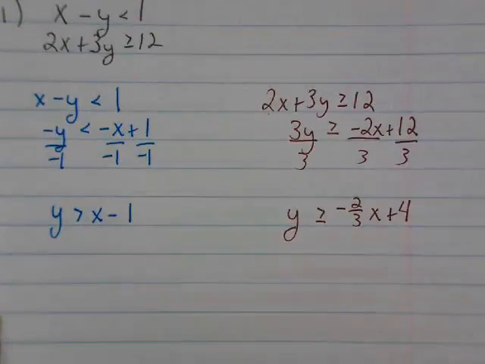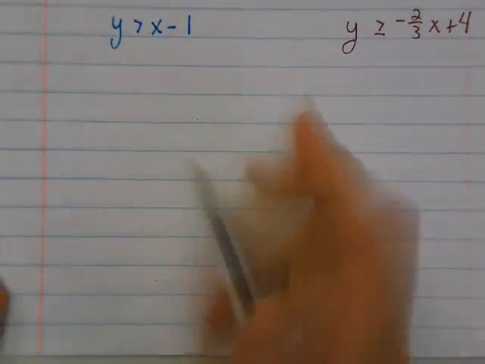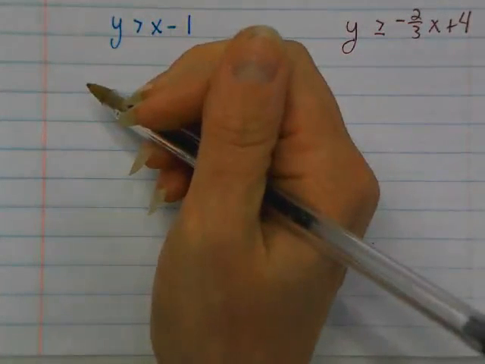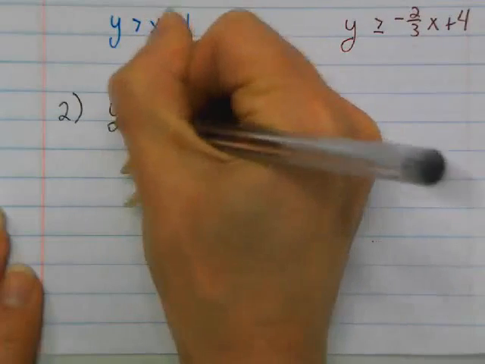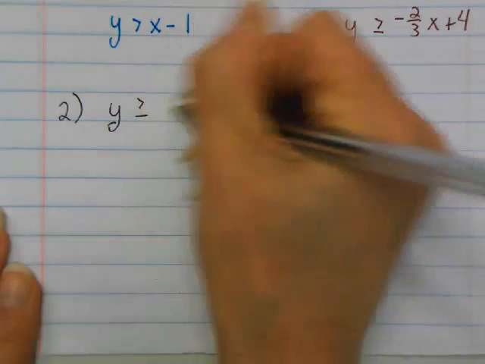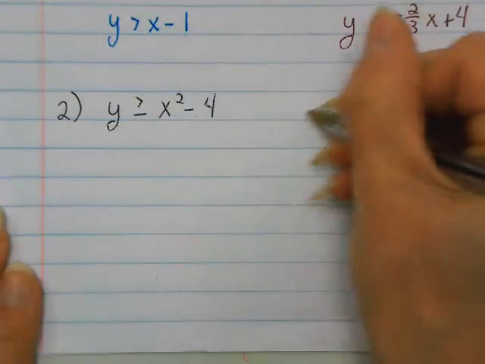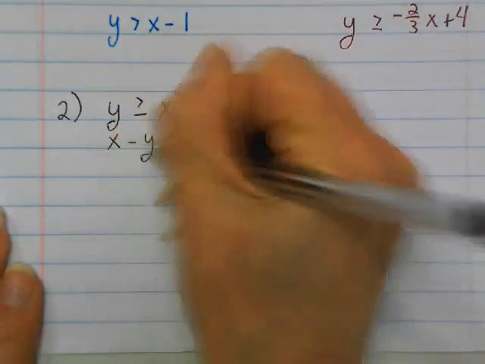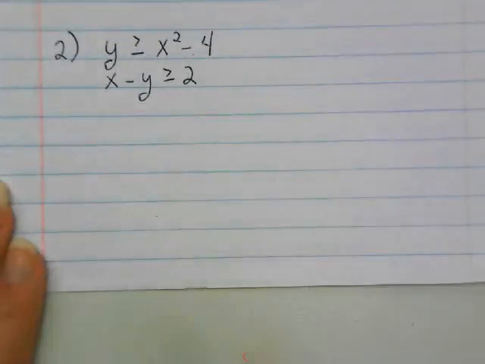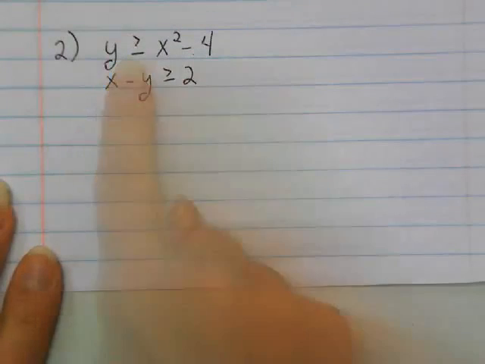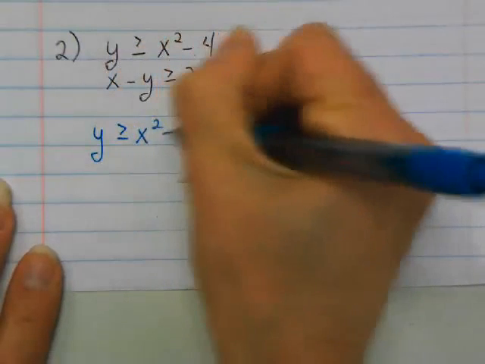Let's try another system. So this one was linear. Let's try a non-linear. So how about if I ask you to graph y is greater than or equal to x squared minus 4, and x minus y is greater than or equal to 2. Okay, this first guy is going to be your nice little parabola. Y is greater than x squared minus 4.